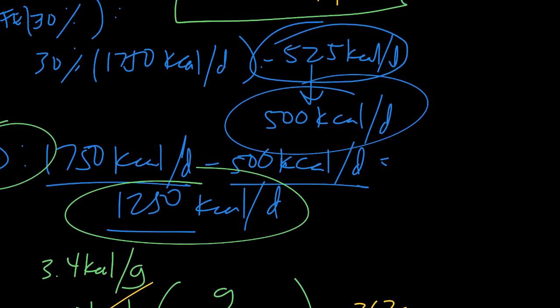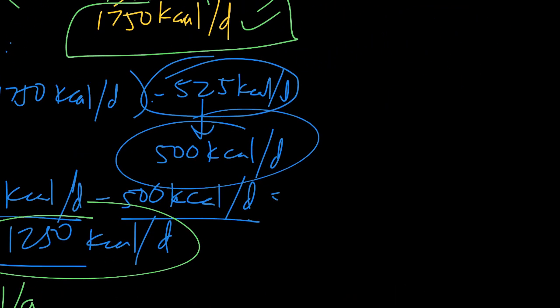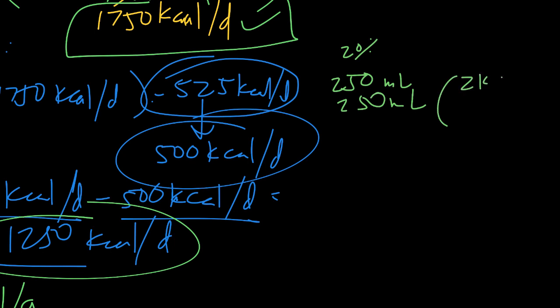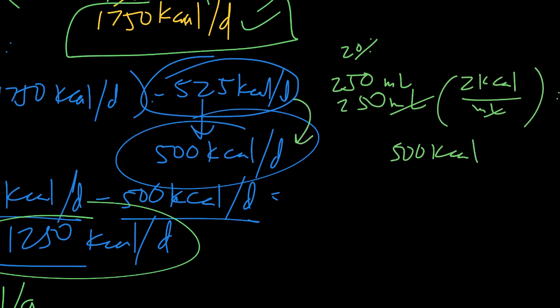The reason she rounded down to 500 is because your IVFE 20% comes in 250 milliliter bags. So 250 milliliters times 2 kcals per milliliter, since fatty emulsions come in 2 kcals per milliliter, gives you 500 kcals. That's why she rounded down. You could give them from 525 to 500. It's just for convenience. One bag of IVFE 20% is 250 milliliters.